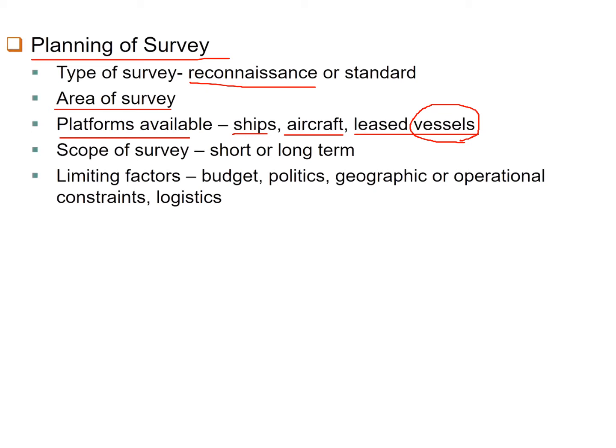Scope of survey: that means how much extent you want, for a shorter term or for a longer term, that is, how frequently you have to carry it out. This is called short, weekly, monthly, or yearly. Then limiting factors. Definitely the budget is the prime one. Then political interference, then geographic and operational. These are the different kinds of limiting factors.